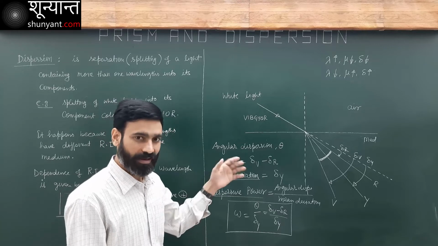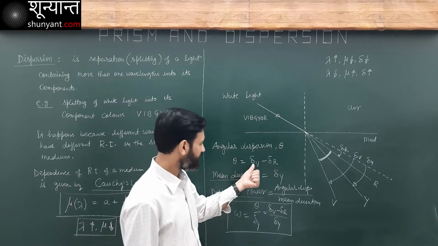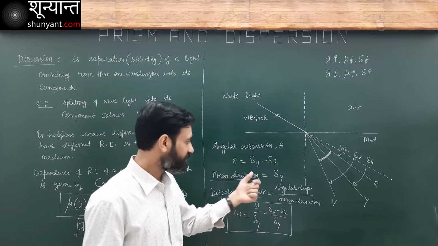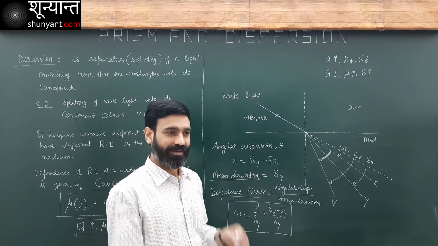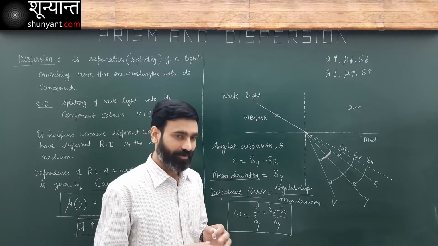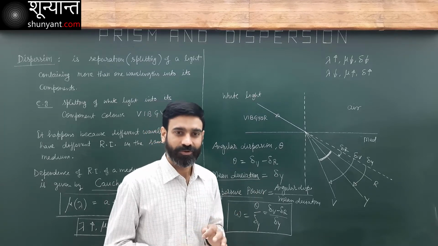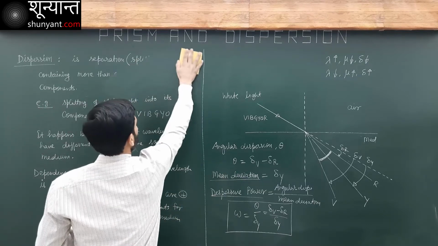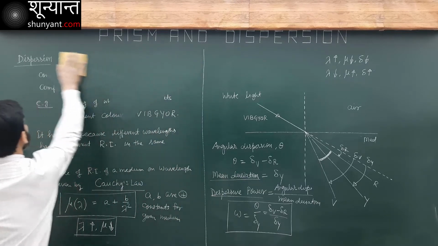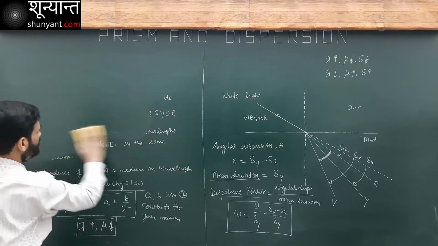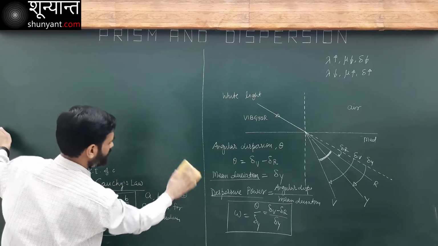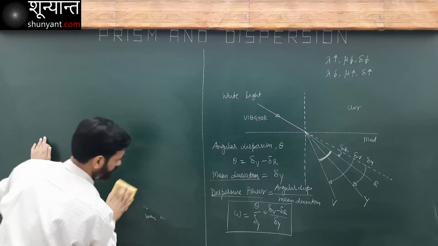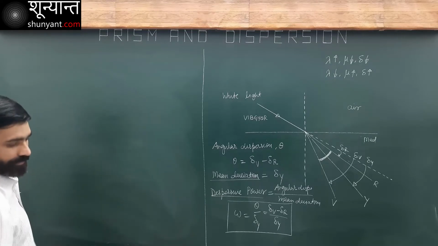Then how do we find this deviation? For a given medium, what will be its dispersive power? That we can easily find out if we make use of a thin prism. Okay, let's see. Thin prism.